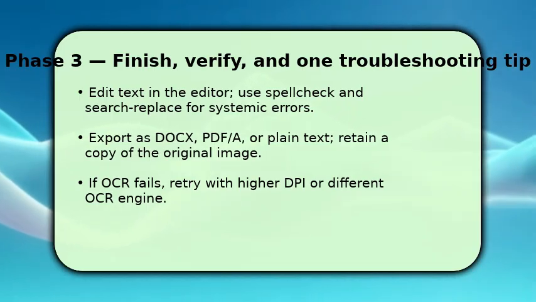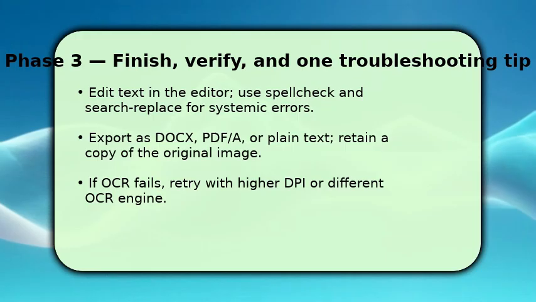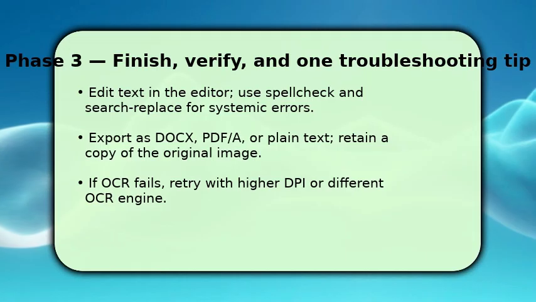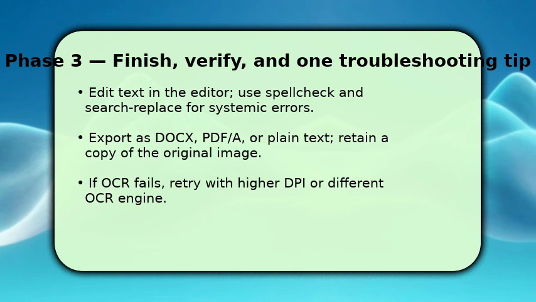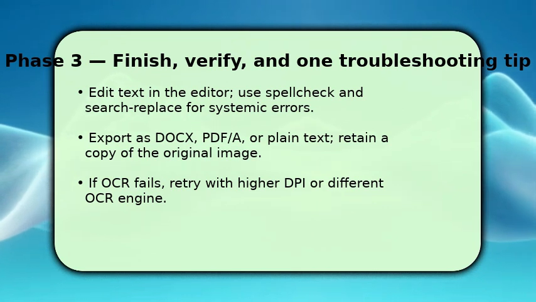If results are poor, retry OCR at a higher DPI, use contrast adjustments, or switch engines. This often fixes stubborn errors. As a troubleshooting tip, rescanning at 300 DPI plus sharpening usually resolves most recognition problems quickly.